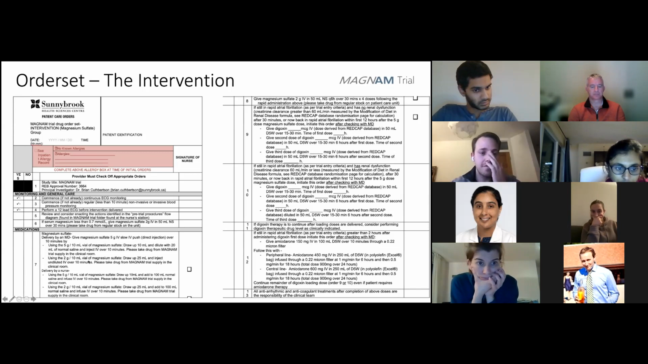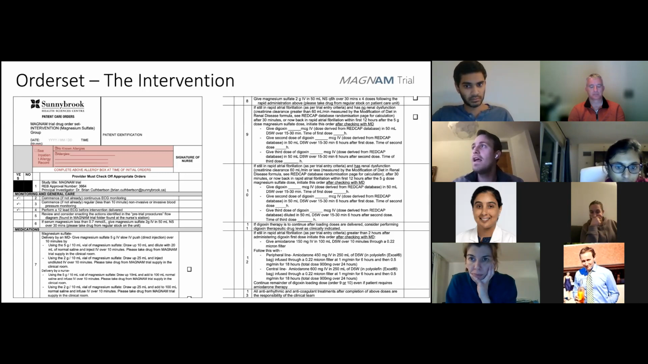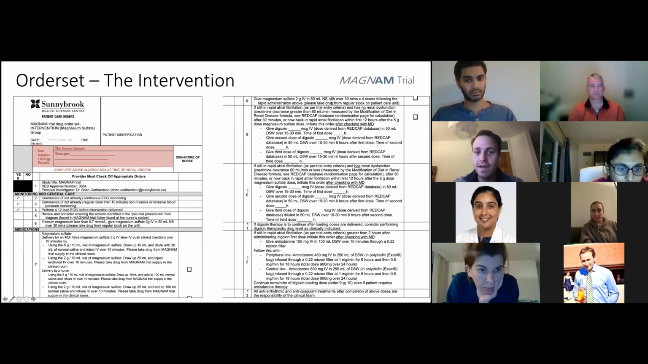This will be from a lock and key stored pharmacy room, because this is the Health Canada clinical trial intervention. And then everything else after this is the usual magnesium from the regular pharmacy stores, not the Health Canada magnesium drug. So this is your usual 2 grams over 30 minutes Q6H following that rapid infusion.